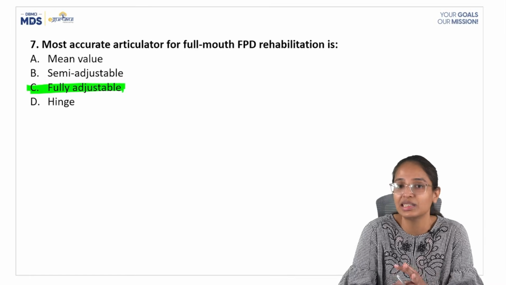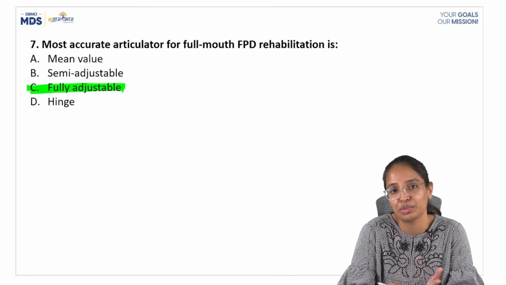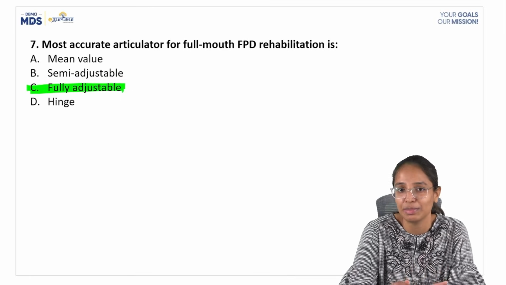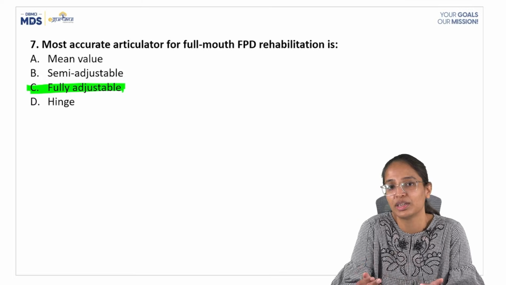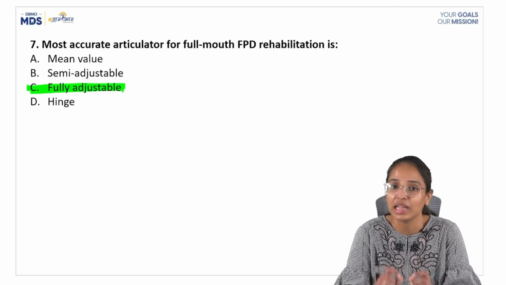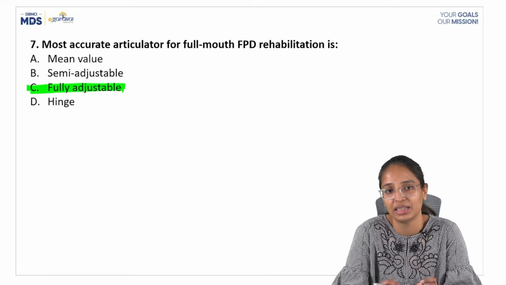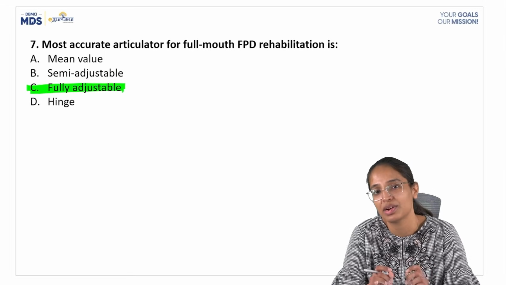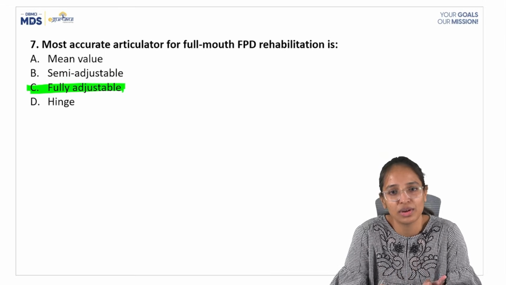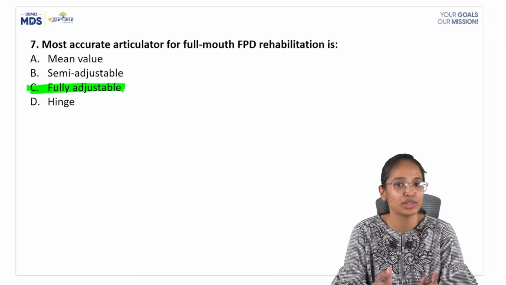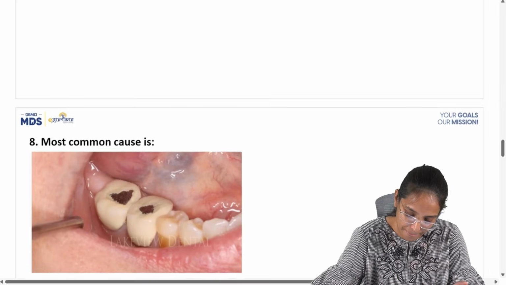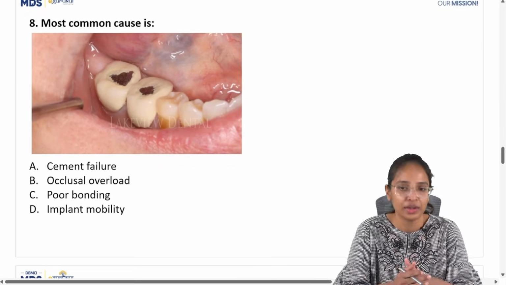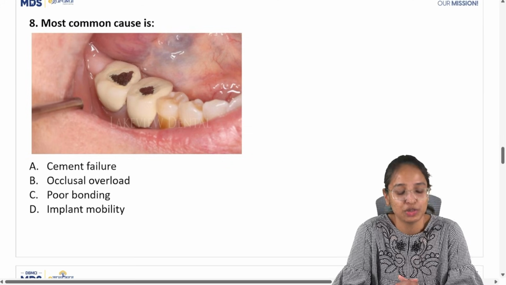Out of that, least technique sensitive and easier to use and rather very commonly used is semi-adjustable, but the more accurate one will be fully adjustable. So read your question properly. Whenever you are attempting your answer, most of you have the knowledge. It's just that you don't read the question properly. So read it well.